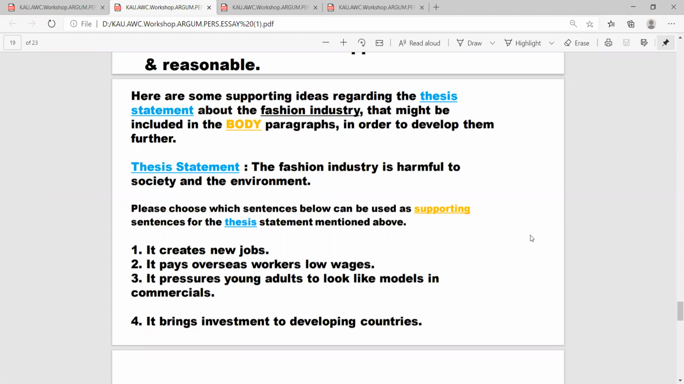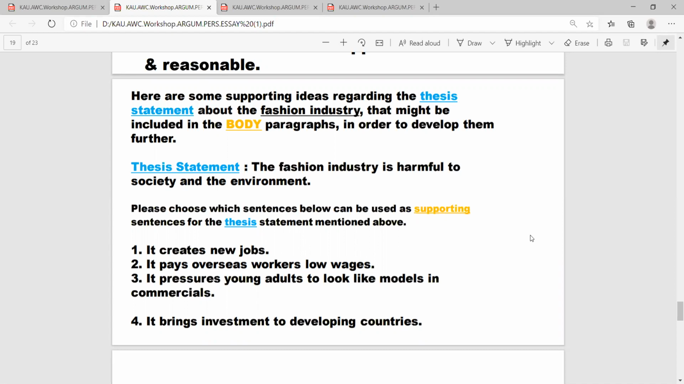Right, all right, this is another exercise, ladies and gentlemen, very easy. I apologize if these exercises are too easy. I wanted to make them as simple as possible to prove my point, and prove it logically. Please choose which sentences below can be used as supporting sentences for the thesis statement mentioned above.